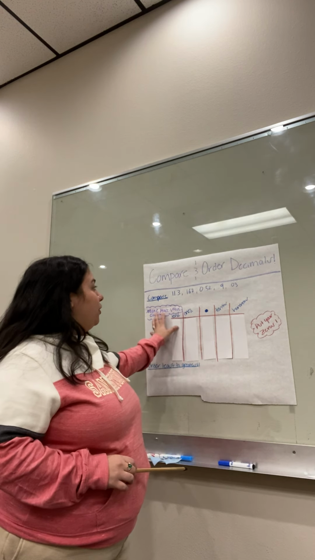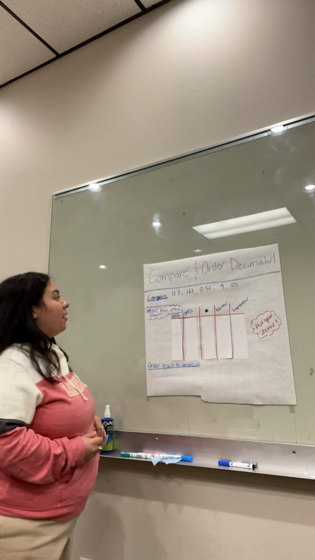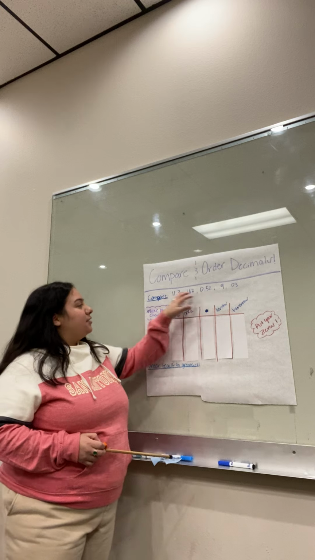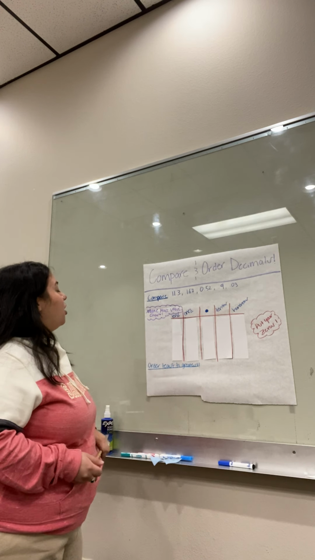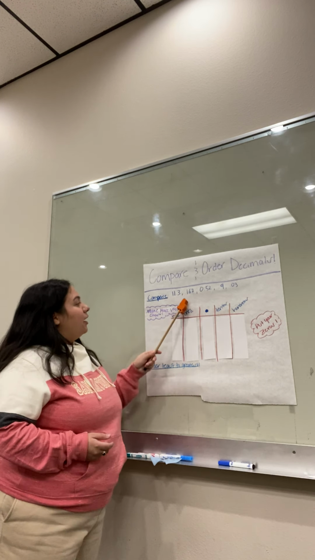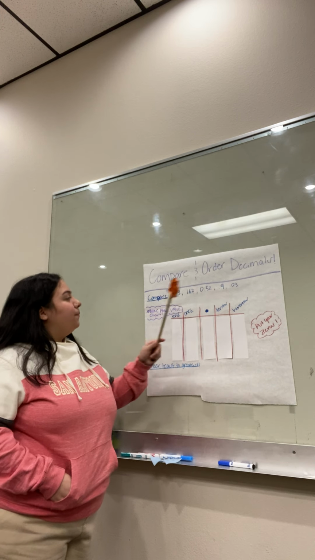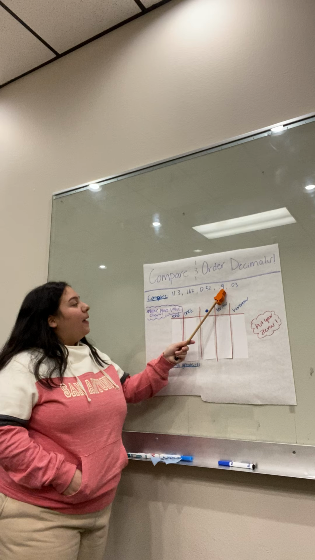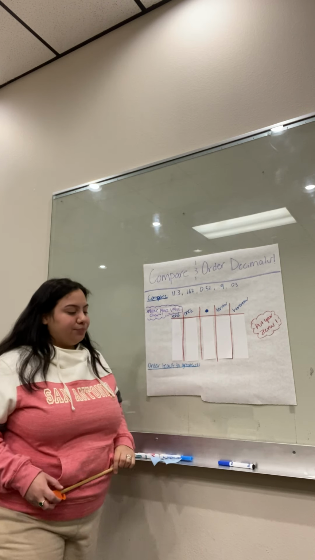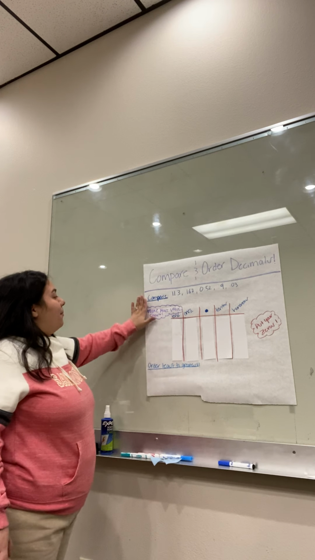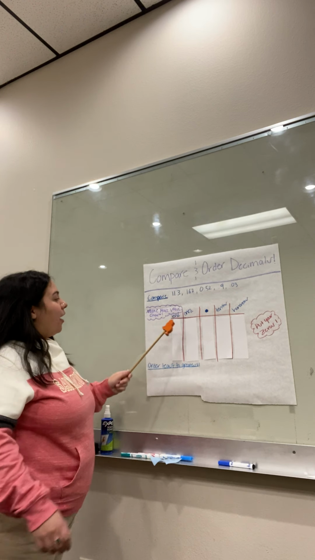But I want us to review a few things. So we're going to talk about comparing and ordering decimals. Right here I have a sequence of decimals: 11.3, 1.67, 0.52, 0.9, 0.03. I wrote right here a place value chart. I already wrote them out.